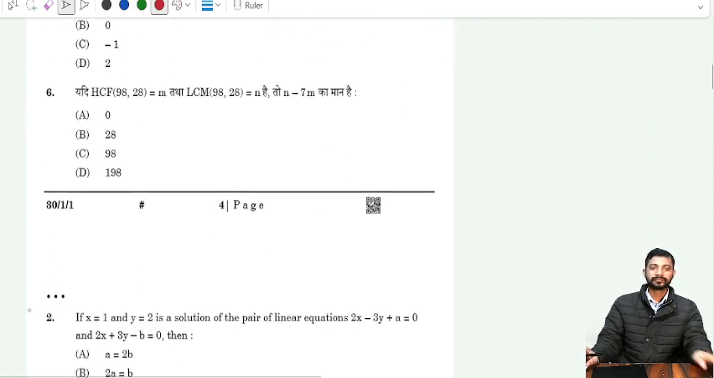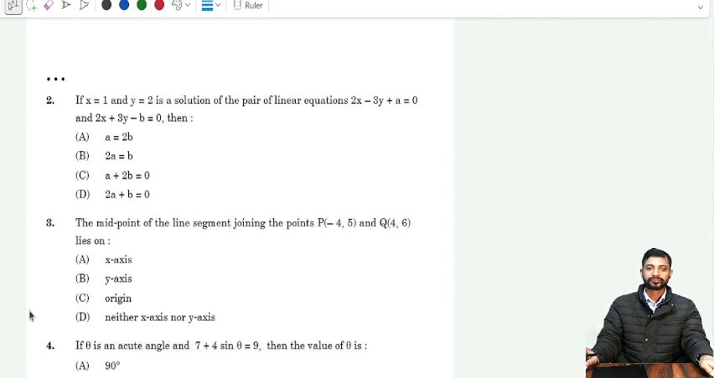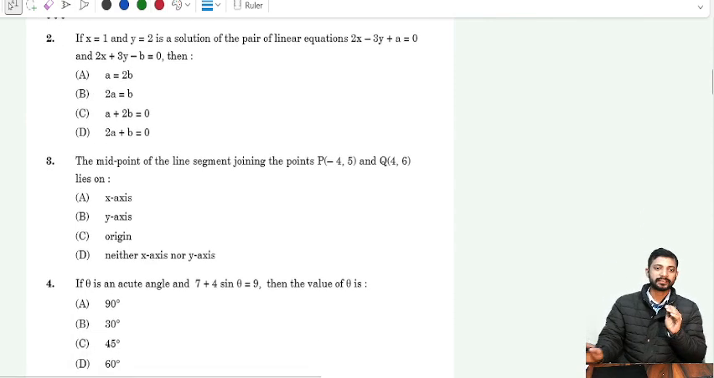Let's go to the next question. Question number 2. Here you can see question number 2 is saying that x is 1, y is 2.